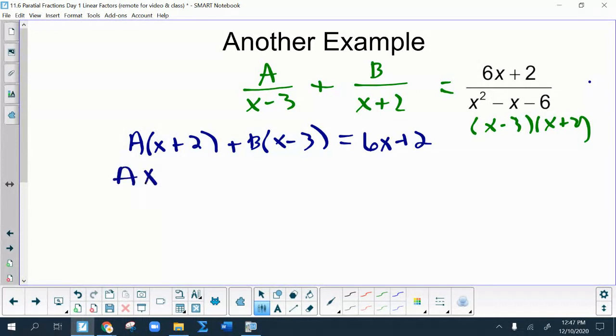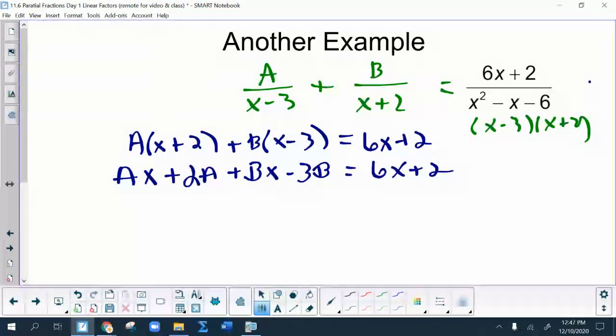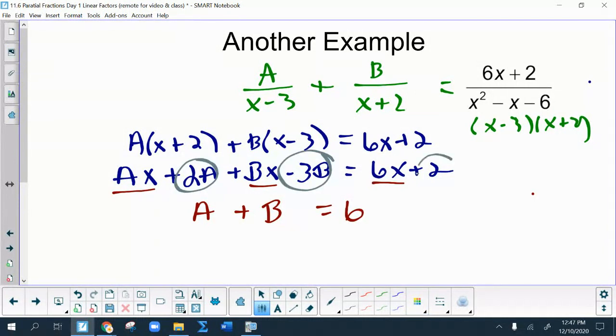Now I just distribute. Okay, so here we are. And now I'm going to do the same thing I did before. So I'm going to go, well, this is an x term, this is an x term, and on the right side, that's my x term. So I get a plus b equals 6. And then I have, this is a constant, and this is a constant, and the right side, this constant of 2. So now I have 2a minus 3b equals 2.